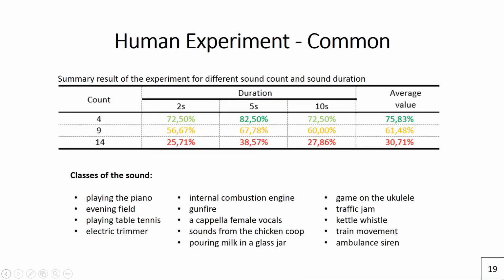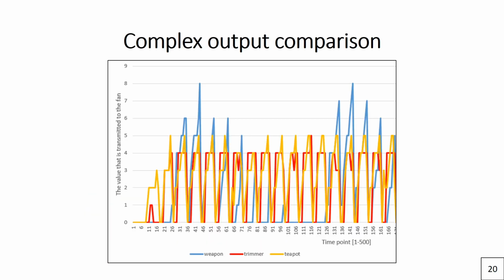Then we can move to the main human experiment, which was done for different counts of sound classes and different durations of the sounds. We can see the positive result is for the set with 4 classes and 5 seconds of duration, and above; the positive results are also for 5 sound classes with durations of 2 seconds and 10 seconds. In this picture you can see that sounds such as weapon shots, trimmer, and teapot are not similar in real life, but after processing in our complex they can be quite similar and can produce problems of identification by the human.